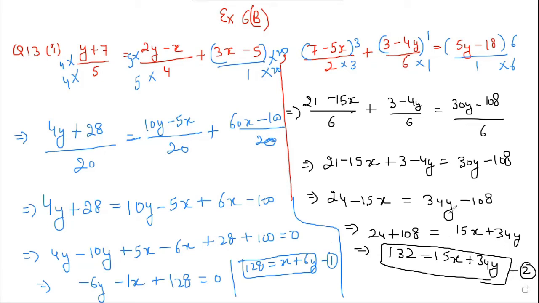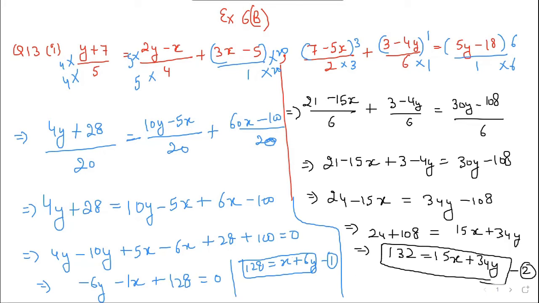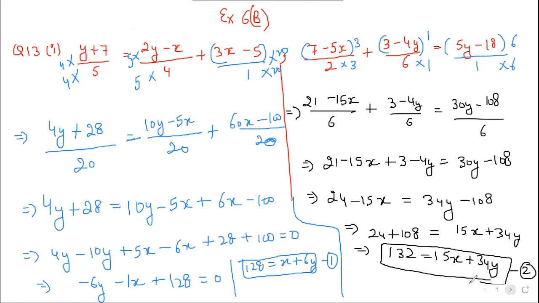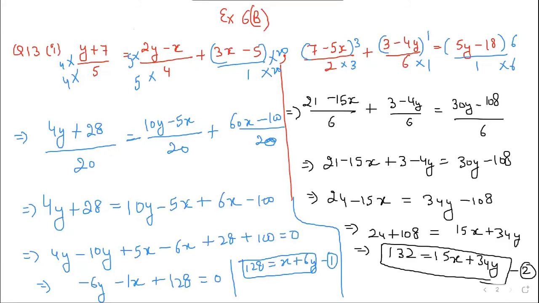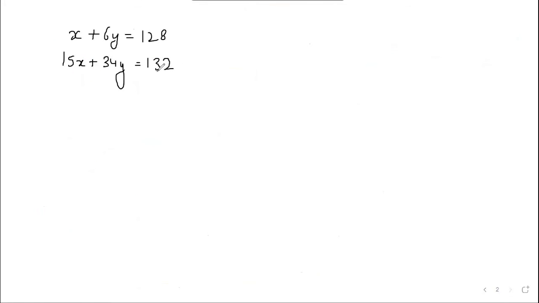It's okay. So now you have the two equations. Can you solve it now? Our first equation is x plus 6y equals 128, and our second equation is 15x plus 34y equals 134, I guess. 132, not 134. So tell me, is it possible for you to solve now? You need to use elimination. Yes, we can multiply the first equation by 15.